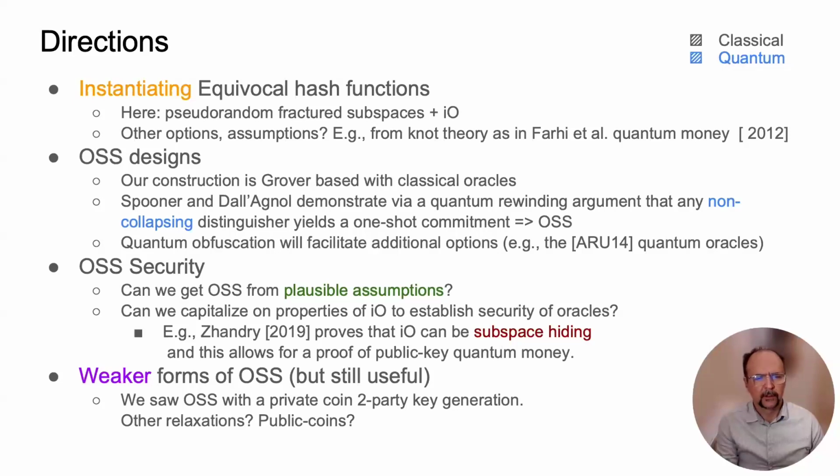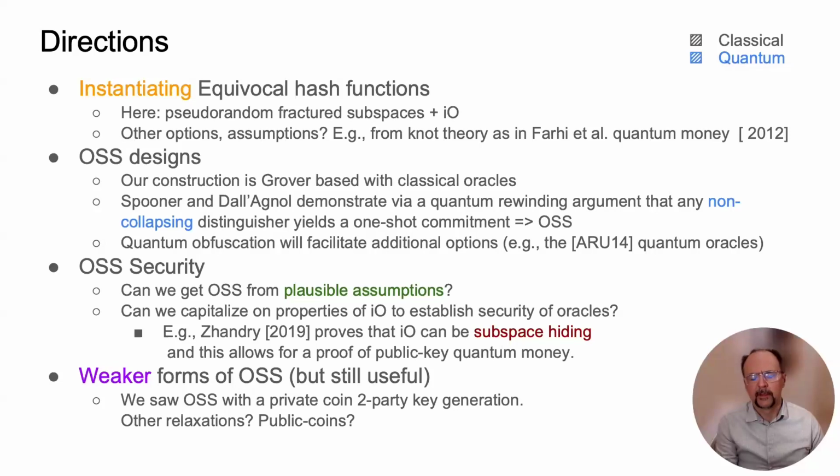More recently, Spooner and Dalano demonstrated via quantum rewinding argument that it's possible to get from any non-collapsing distinguisher a one-shot commitment, which is enough for one-shot signatures. That's another design approach. And finally, if we're able to get quantum obfuscation, this may enable also additional options for designing these primitives, going back to the quantum oracle approach of Ambainis et al. Getting one-shot signatures from plausible assumptions is obviously a huge open question. There is a question of whether and to what extent we can capitalize on properties of indistinguishability obfuscation to establish the security of allowing these oracles in obfuscated form.